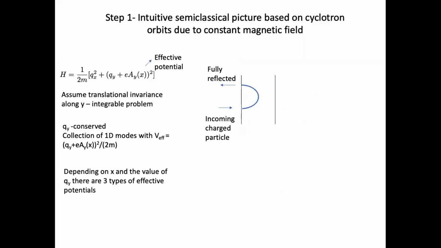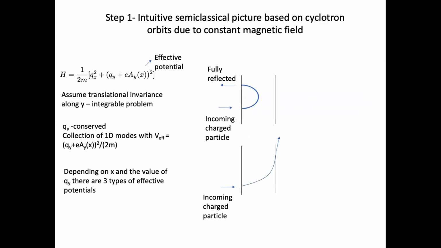Now let's come to the second heuristic picture for the high energy sector. I told you, again, there's this emergent magnetic field going on. So let's consider the problem of a charged particle in a magnetic field, right? So let's start off from the very simple case of a constant magnetic field in the center. Now this you can analyze very simply using semi-classical cyclotron orbits.